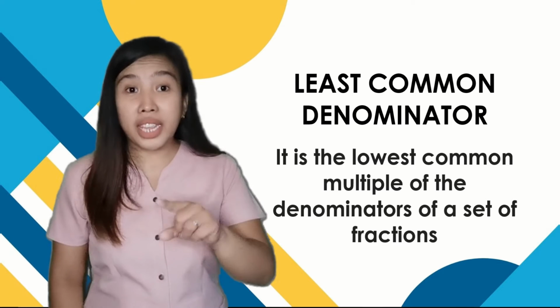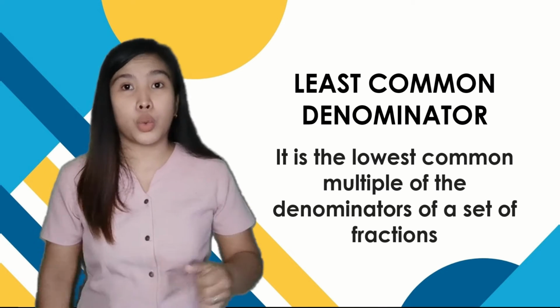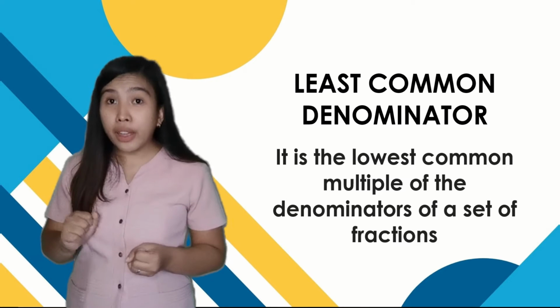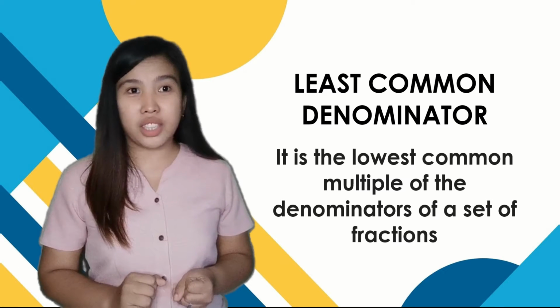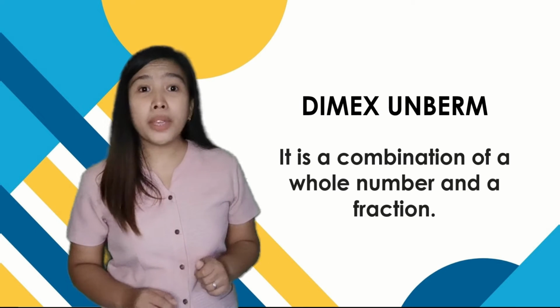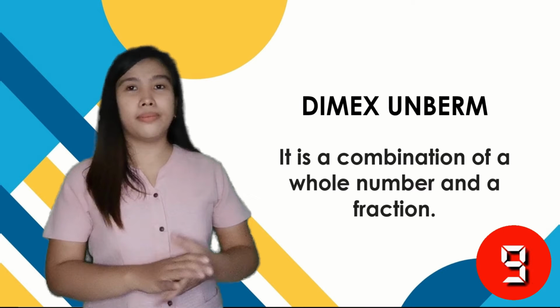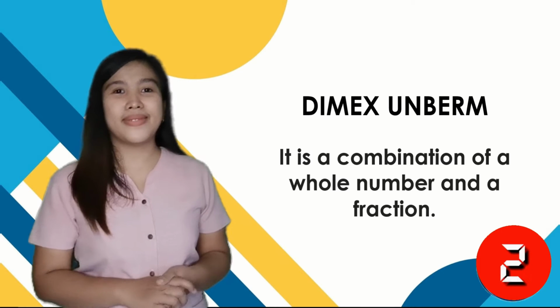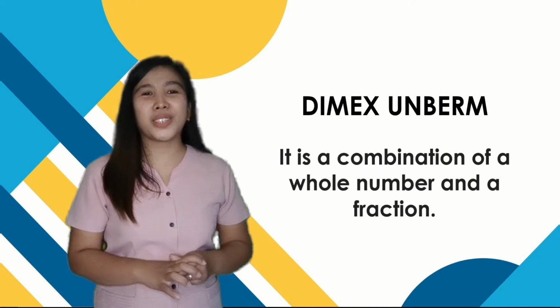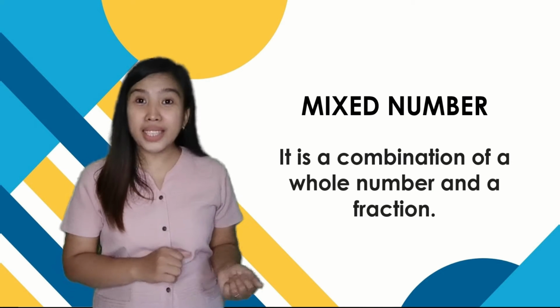So we can use 3 methods on how to find the LCD of 2 or more fractions. We have skip counting, prime factorization tree, or even continuous division. Okay, the next word. It is a combination of a whole number and a fraction. Okay, time's up. The answer is mixed number.